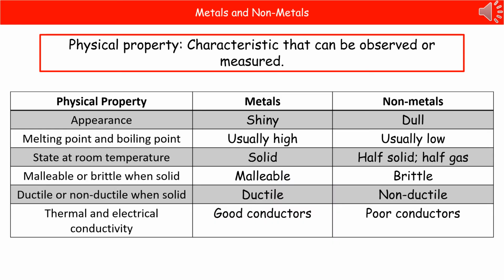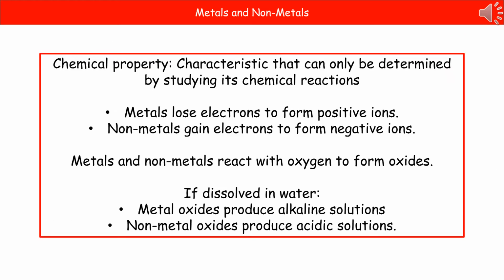Today's chemistry check, we're going to be looking at types of bonding. First thing, when we're looking at metals and non-metals, we need to know a few key properties. So the physical properties are characteristics that can be observed or measured. So things like they're shiny, they're solid, they're malleable, etc. And non-metals would be dull, brittle, poor conductors. The chemical properties would be characteristics that can only be determined by studying the chemical reactions.